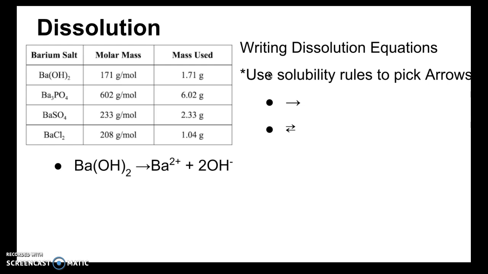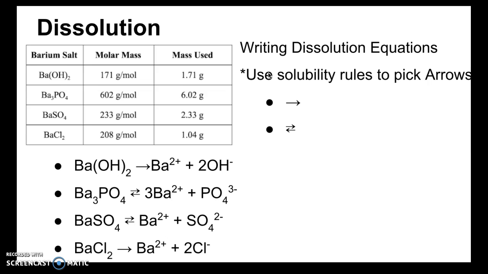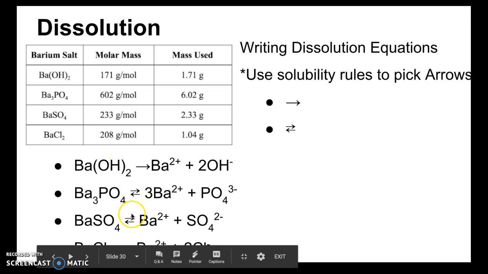All right, so barium hydroxide breaks apart into the barium ion and 2 hydroxides. Barium phosphate breaks apart into 3 barium ions and 1 phosphate. Barium sulfate breaks apart into 1 barium ion and 1 sulfate. And then barium chloride breaks apart into 1 barium ion and 2 chlorides. And for the middle two, barium phosphate and barium sulfate, according to the solubility rules, these are insoluble, and so as a result, I put the double arrows.